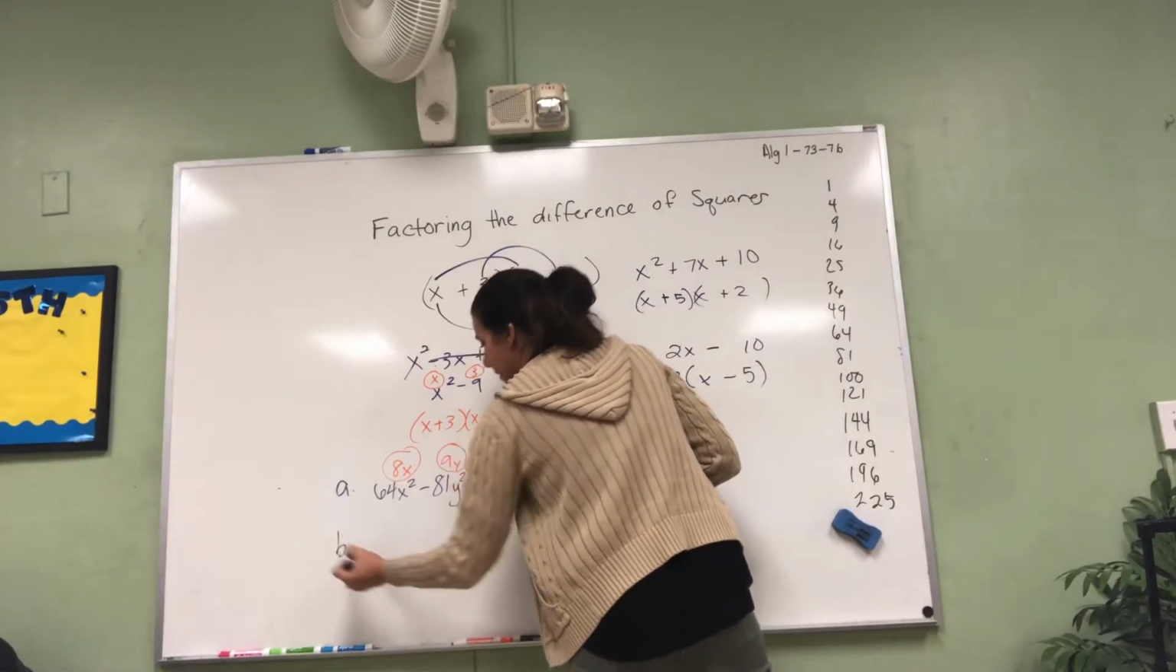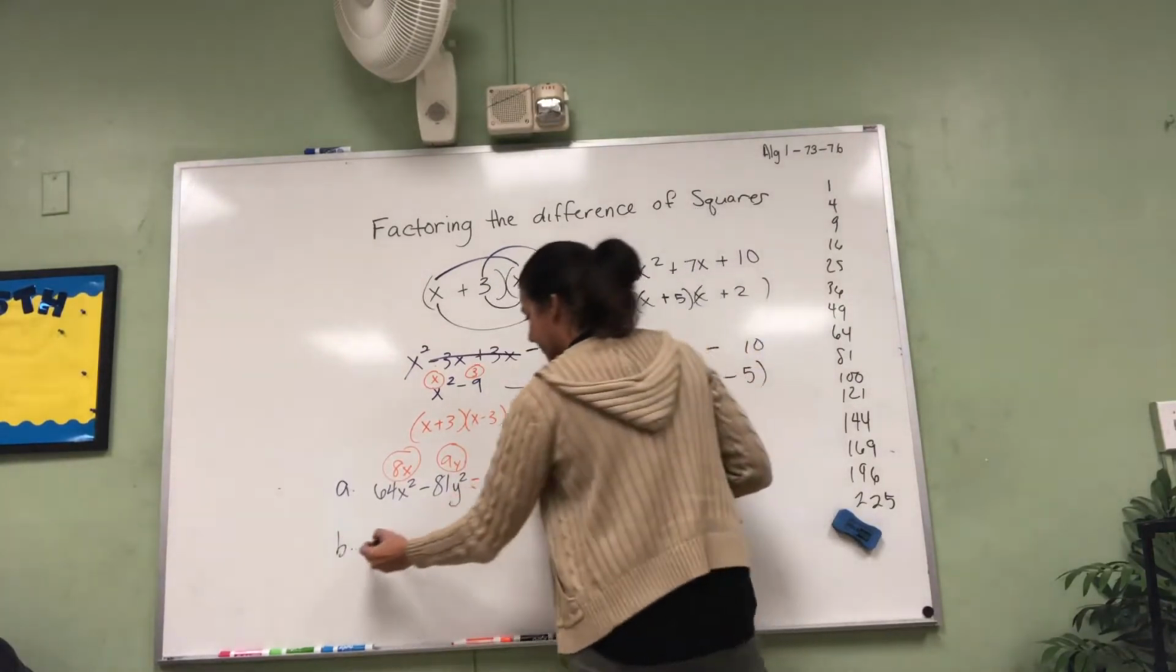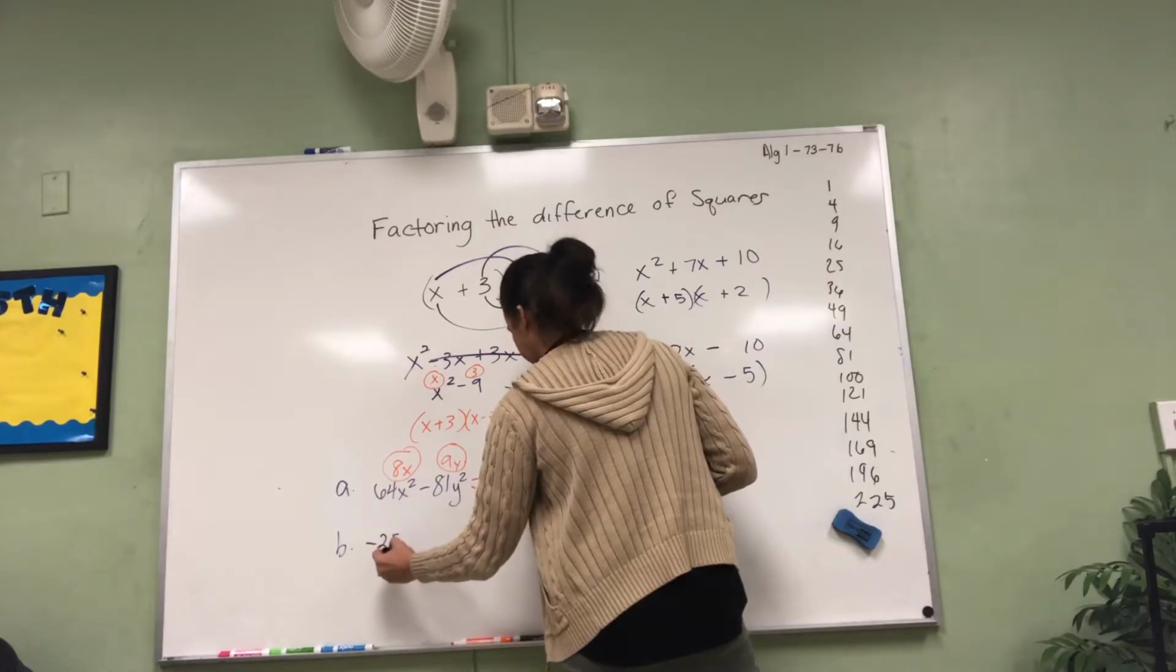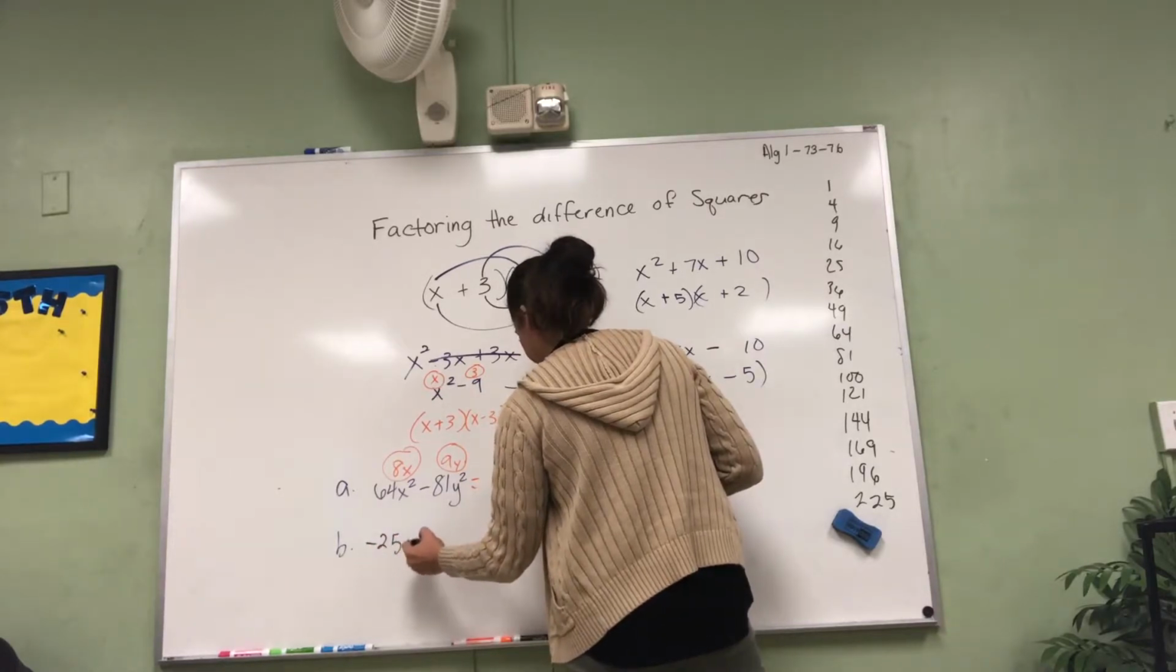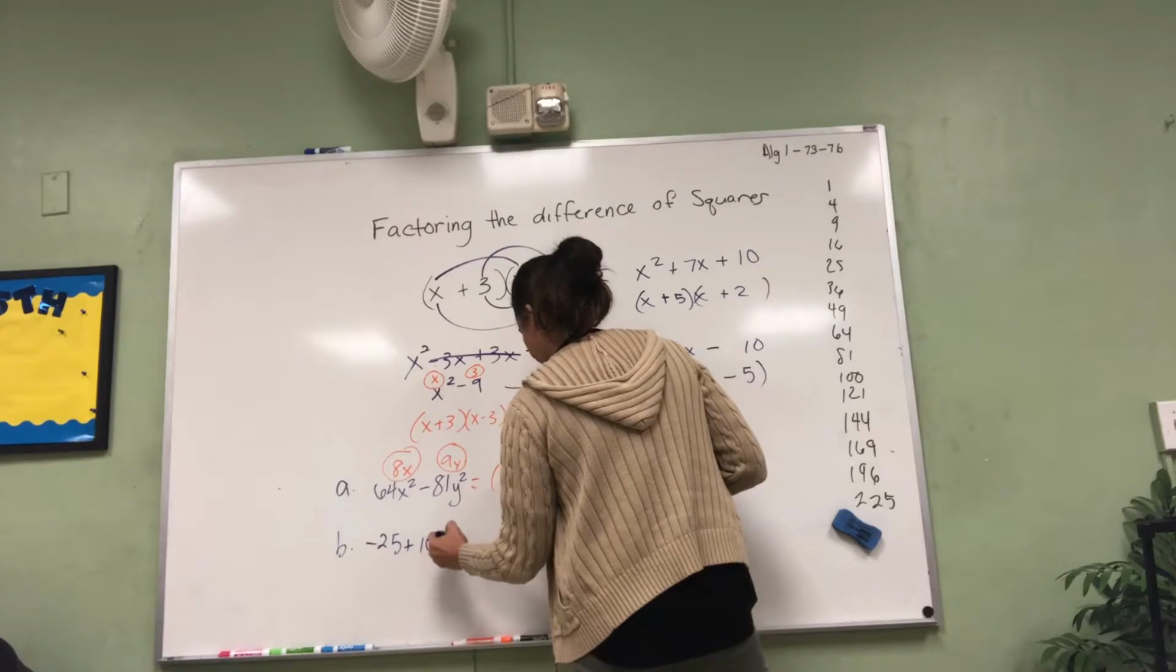Next one says negative 25 plus 100m squared.